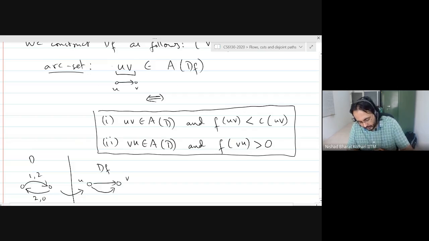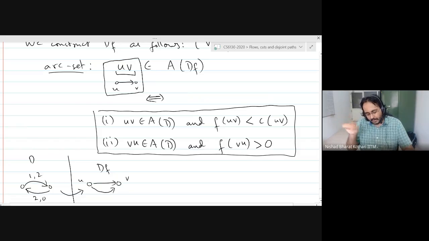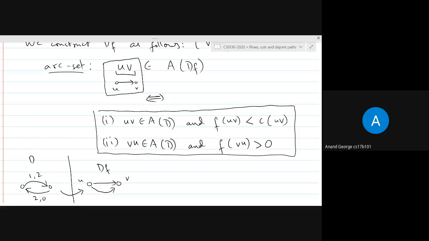Notice that here we are looking at U to V. So either this arc already existed in the digraph and the flow was less than the capacity, or we had the reverse arc in the digraph with a positive flow. And so now we can send it back. Because it is positive, we can put the reverse arc. Instead of VU, we'll put UV to send it back. Does that make sense?